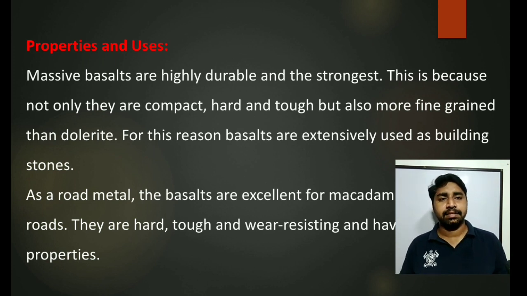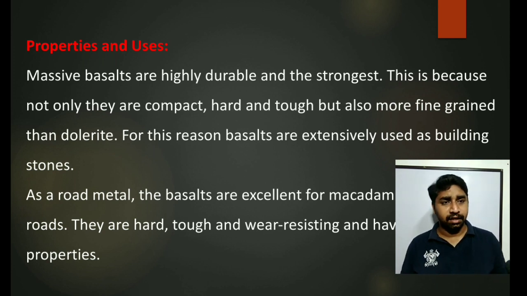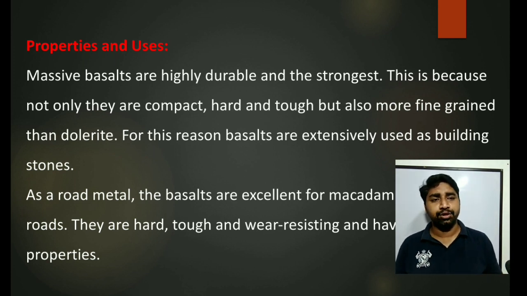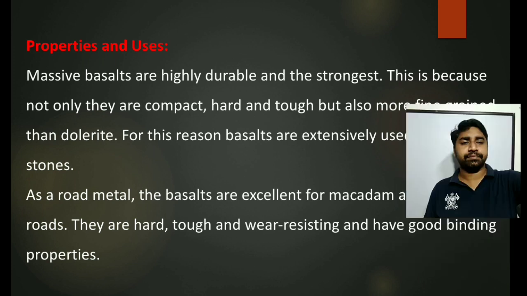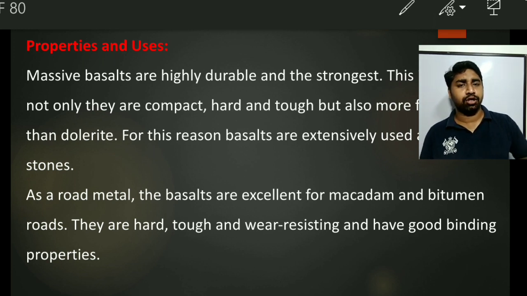For these reasons, basalts are extensively used as building stones. Basalts which are free from cavities, that is, not full of vesicles, can be used as building stone. As a road metal, basalts are excellent for macadam and bitumen roads. In the case of macadam roads and bitumen roads also, we can use this basalt as a road metal.